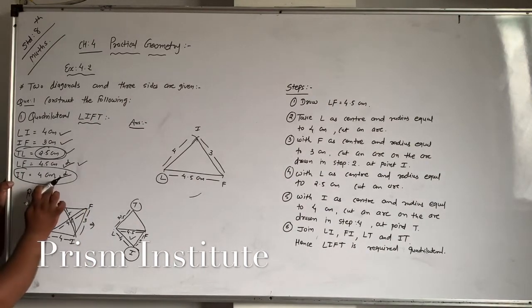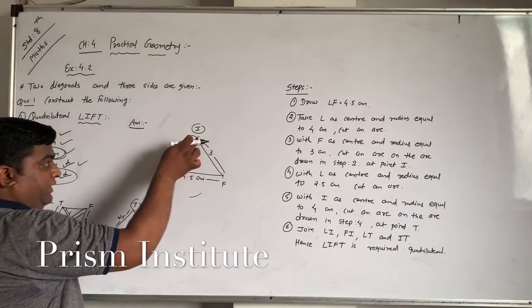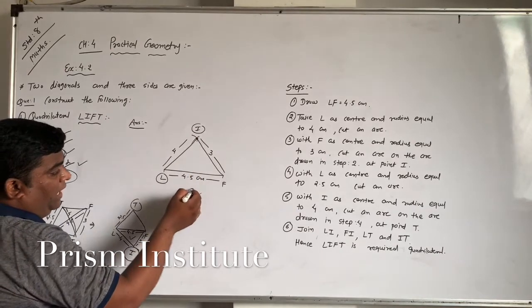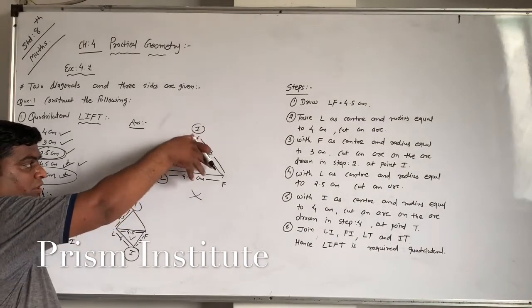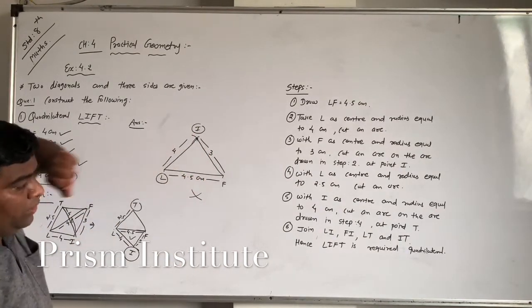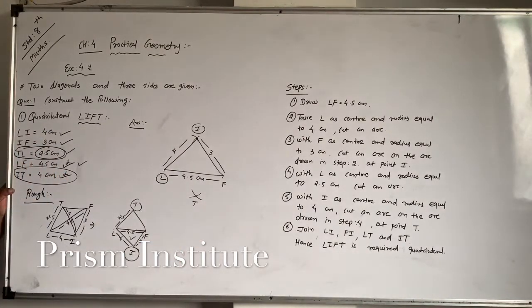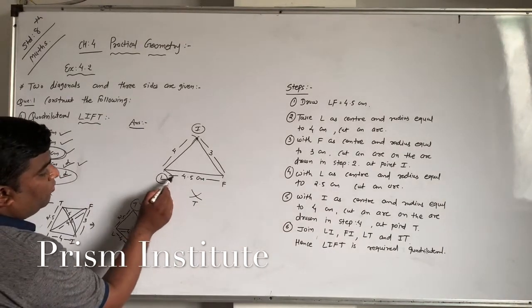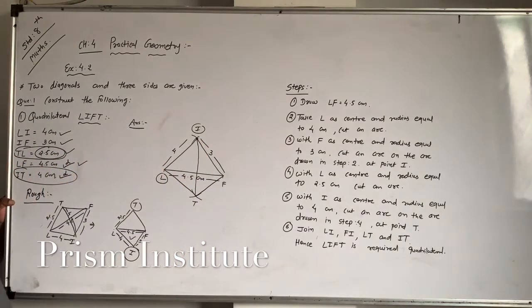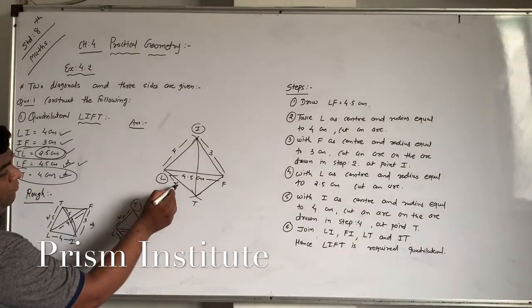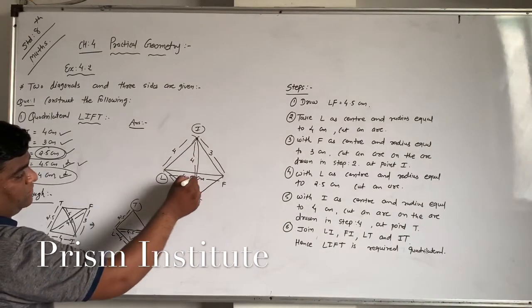Now IT is 4. So this is your point I. Take I as a center and take a radius of 4 centimeter and draw an arc that cuts the previous arc. Now mark this point as T. Now connect LT, TF, and IT. So here LT is 2.5, and IT is 4 centimeter. Write down 4 here.